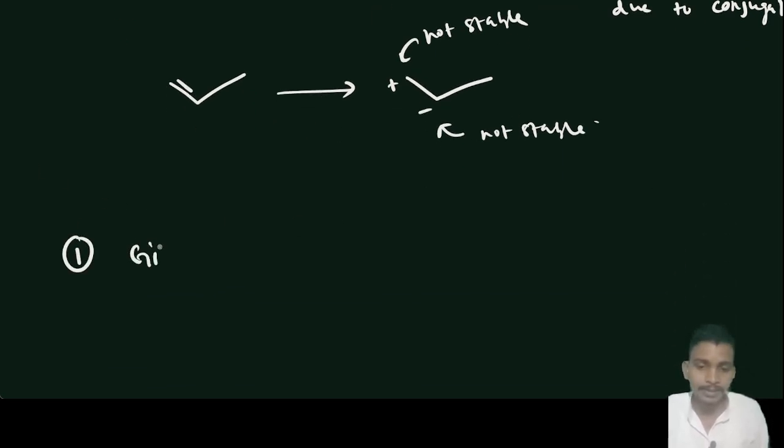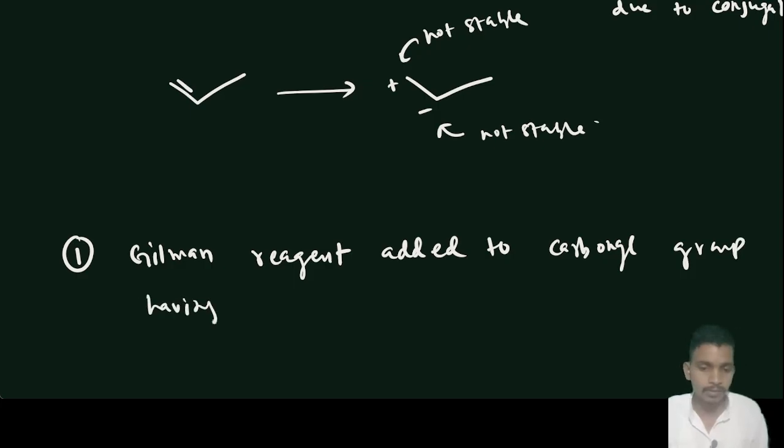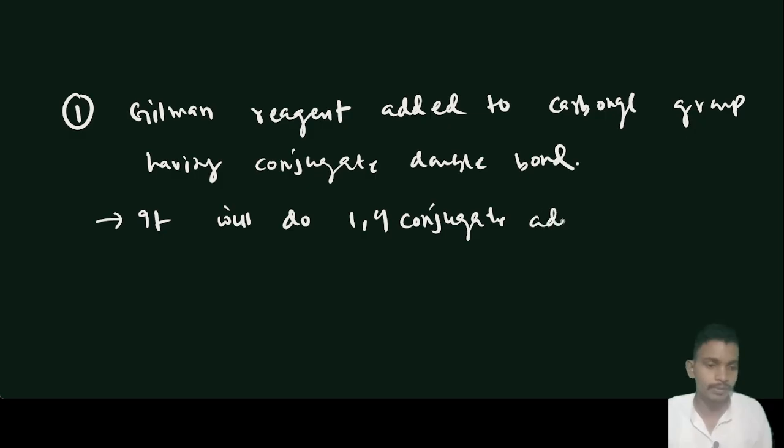The first point is that Gilman reagents add to a carbonyl group having conjugate double bonds, and it will do 1,4 conjugate addition. Okay, this is about the first point of the Gilman reagent.